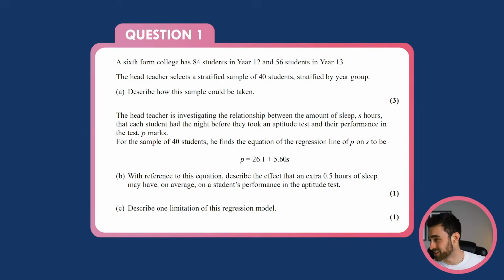Let's go. A sixth-form college has 84 students in Year 12 and 56 in Year 13. The head teacher selects a stratified sample of 40 students, stratified by year group. Describe how this sample could be taken.